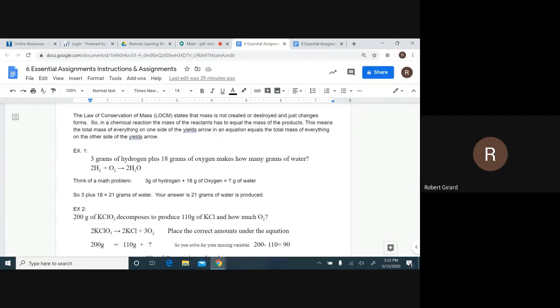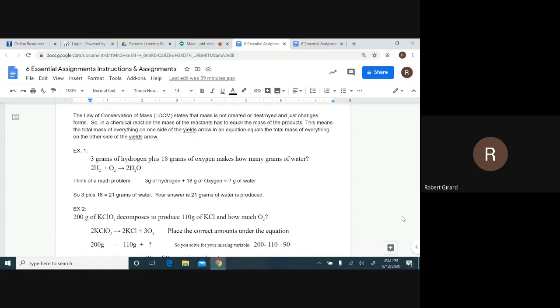So in these examples, example 1, you have 3 grams of hydrogen plus 18 grams of oxygen makes how many grams of water? Well, if you break it into a math problem, you have 3 grams of hydrogen on the left side plus 18 grams of oxygen also on the left side, it creates how many grams of water? So you have the 3 grams plus the 18 grams gives you 21 grams of water produced. So that's what you're doing in law of conservation of mass, making sure that the total mass on the reactant side equals the total mass of the products on the right side.